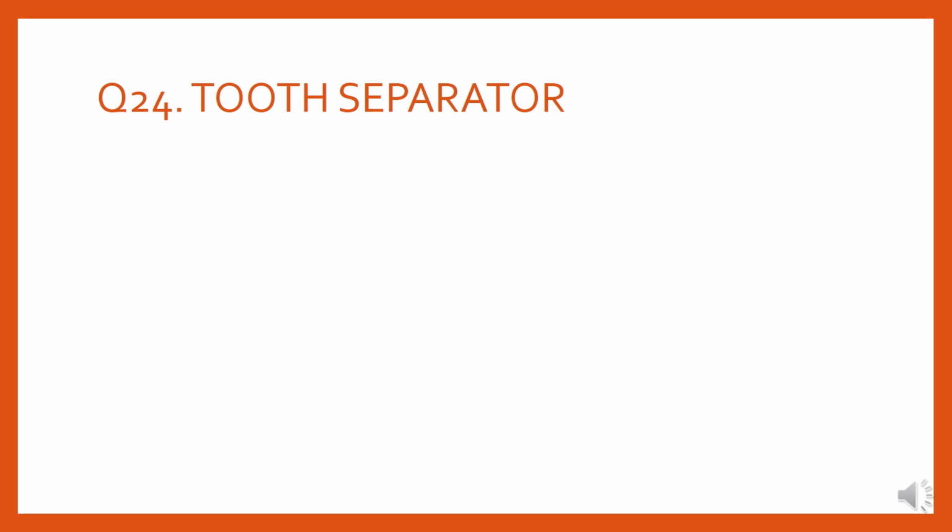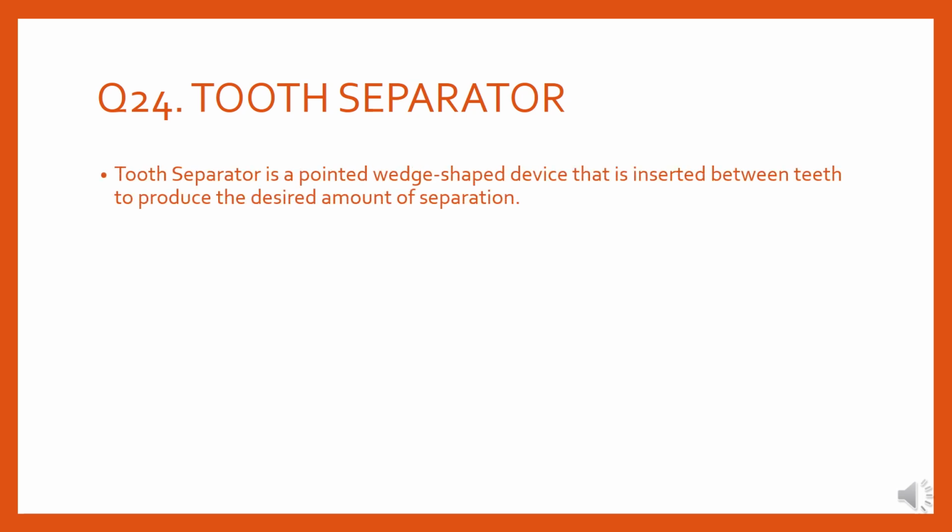Question number 24 is tooth separator. Tooth separator is a pointed wedge-shaped device that is inserted between teeth to produce the desired amount of separation. Examples are iliac separator, wedges.